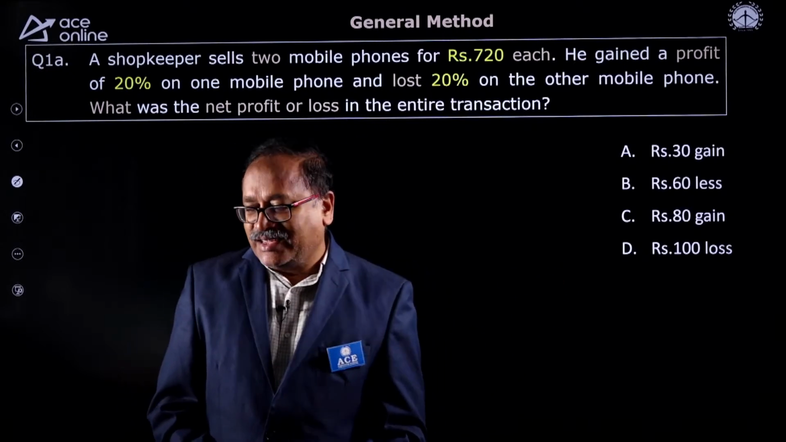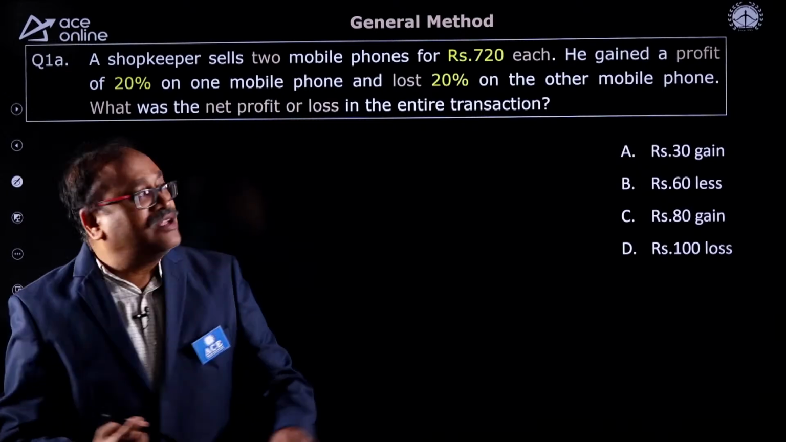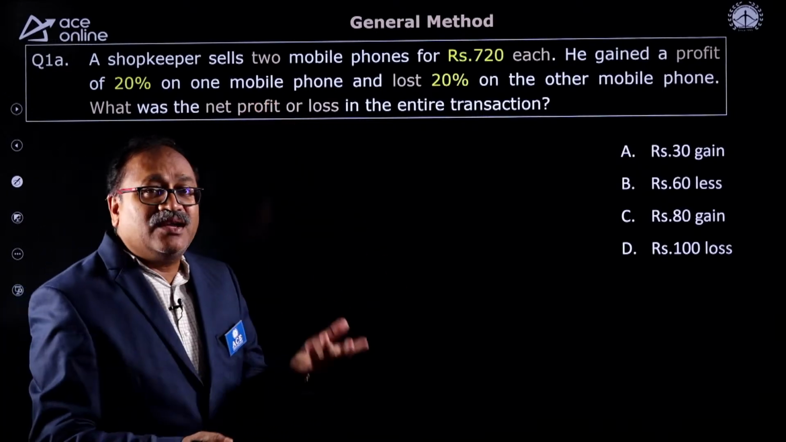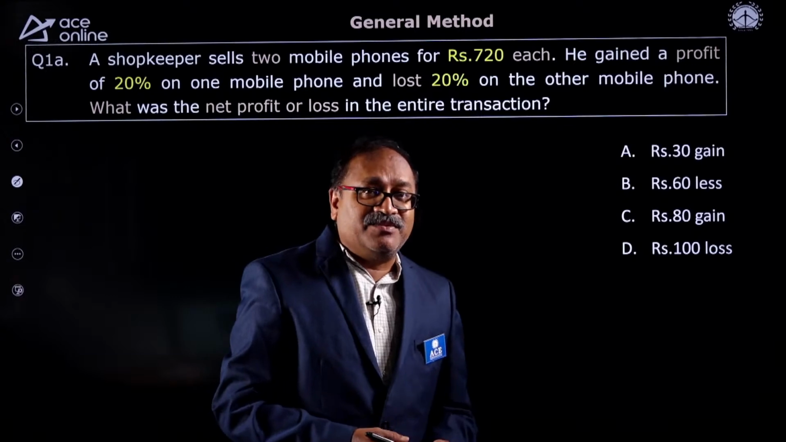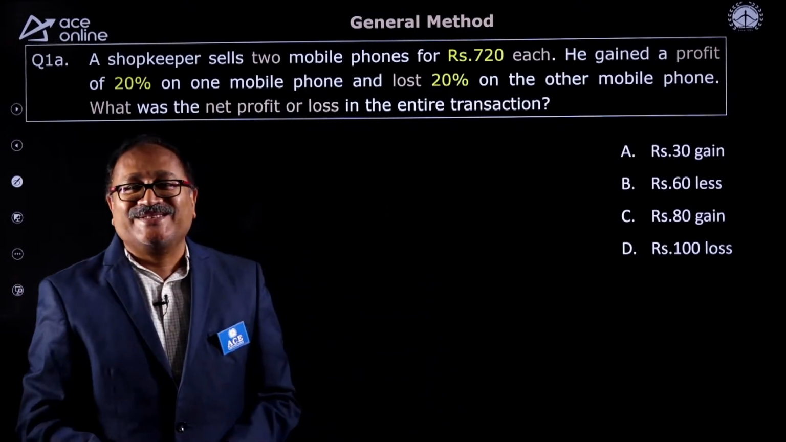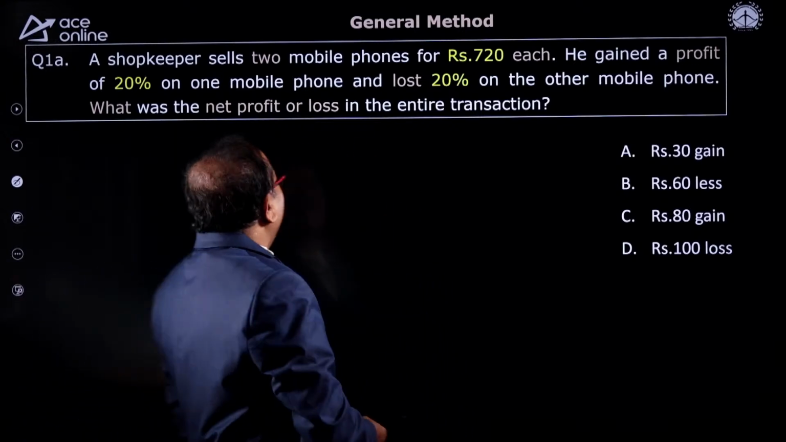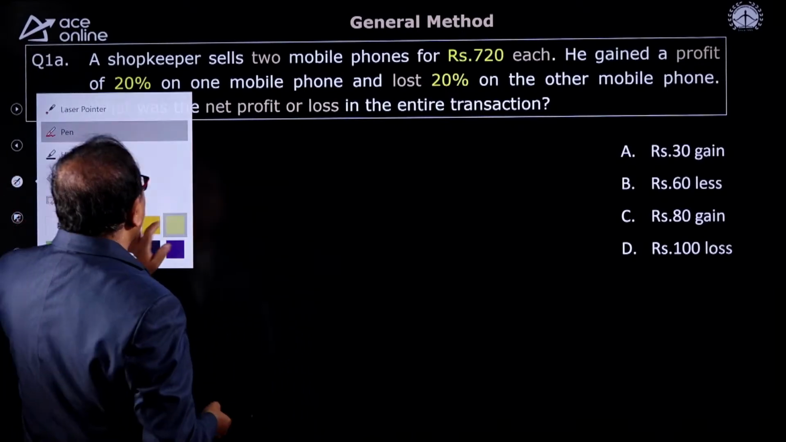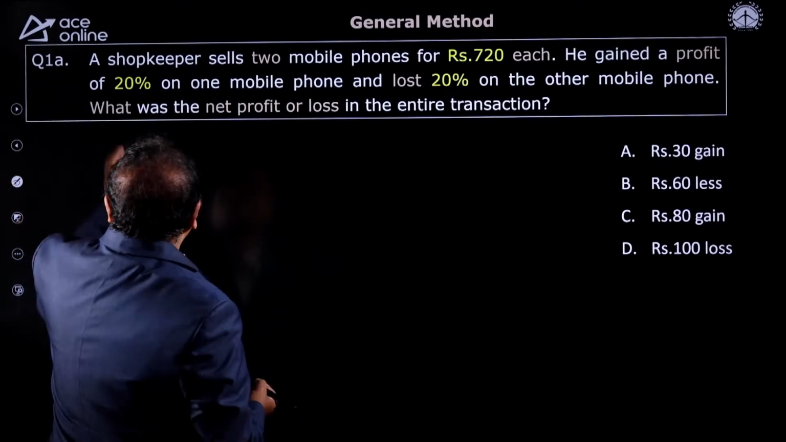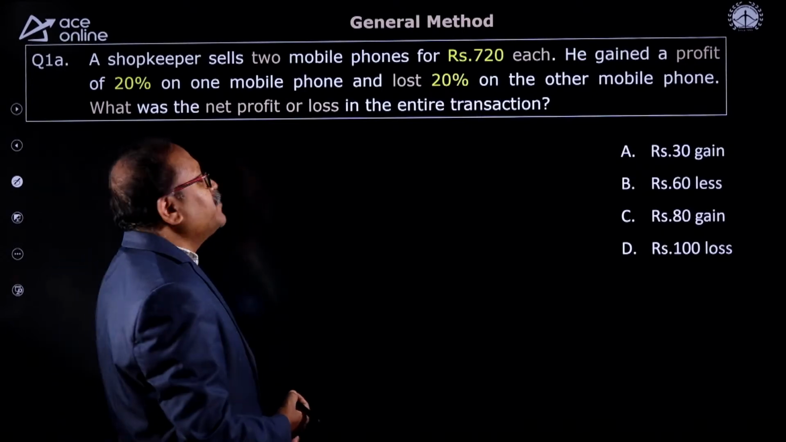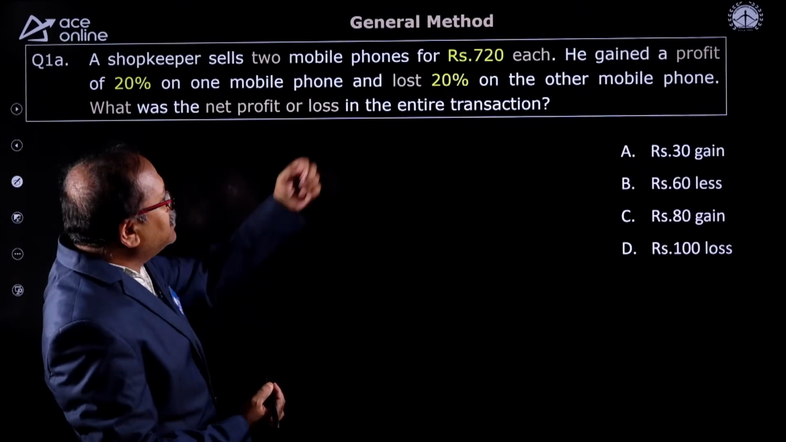Yes, my friends. So I will go with the general method here. Then I will go with the speed methods, magical methods, and then I will give one question to you. Let's get ready. So let's solve this one with the general method. It says that a shopkeeper sells 2 mobile phones for rupees 720. So this is the selling price.